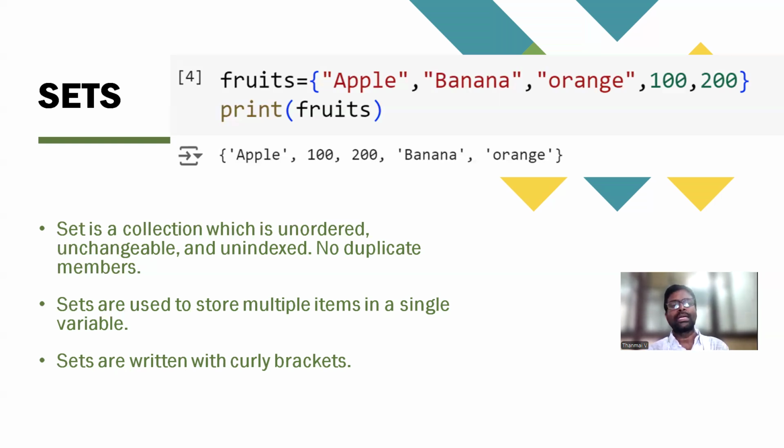Sets are used to store multiple items in a single variable. You can see that multiple items like apple, banana, orange, 100 and 200 are all stored in a single variable called fruits. That's one of the features of sets.